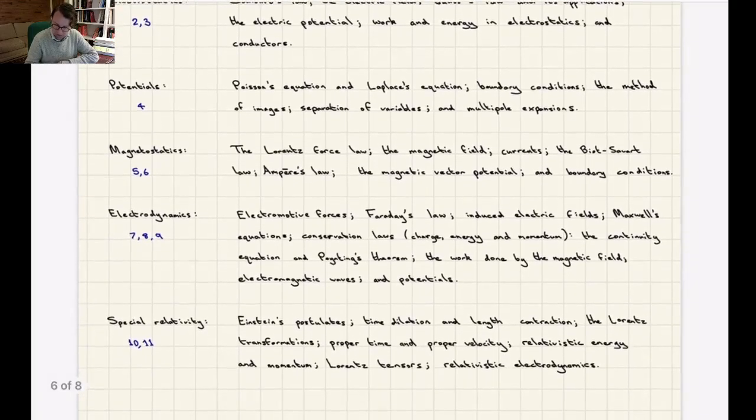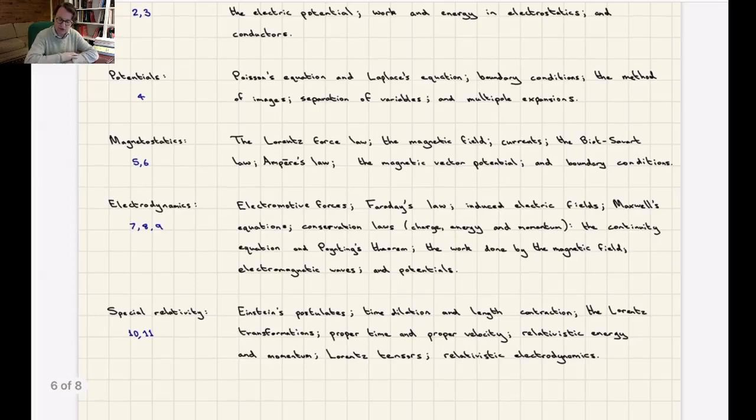Then we'll end the course by thinking about some of the most magnificent ideas in theoretical physics, those of special relativity. So we'll look at Einstein's postulates, time dilation, length contraction, the Lorentz transformations, proper time, proper velocity, relativistic energy and momentum, the Lorentz tensors, and finally we'll turn back and look at electrodynamics and see how we can write Maxwell's equations in arguably a much simpler and nicer form using relativistic notation. So that's the detailed overview of the course.